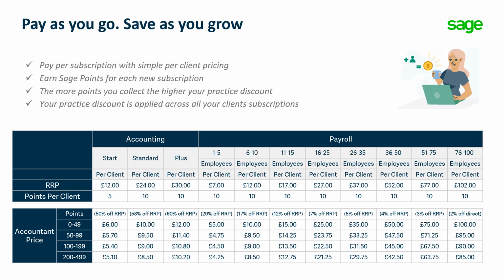Pay as you go, save as you grow. You can view on screen our simple pricing model. In a nutshell, with Sage for Accountants, you pay per subscription with simple client pricing. For any new subscriptions you add, you will earn Sage points. The more points you collect, the higher your practice discount and rewards you earn. The discount you earn will be applied across all your client subscriptions.